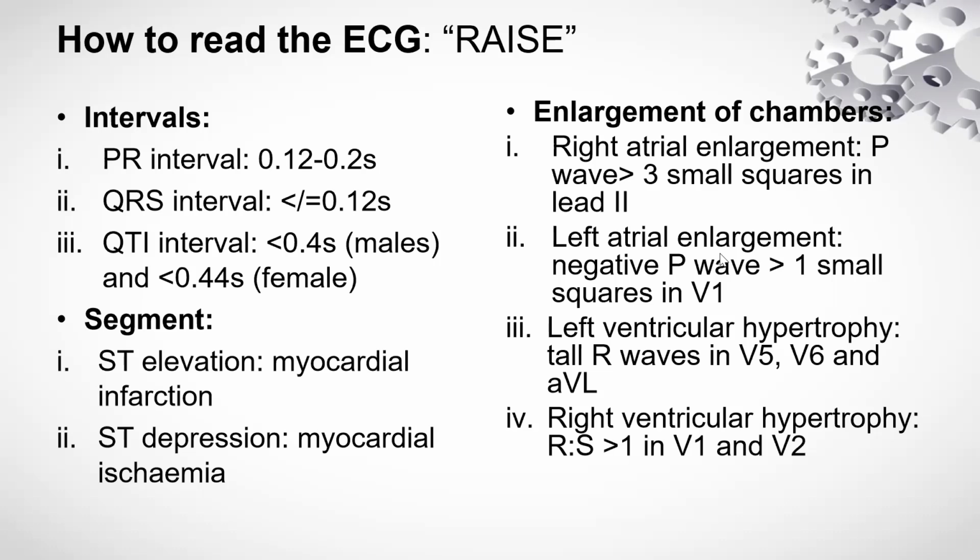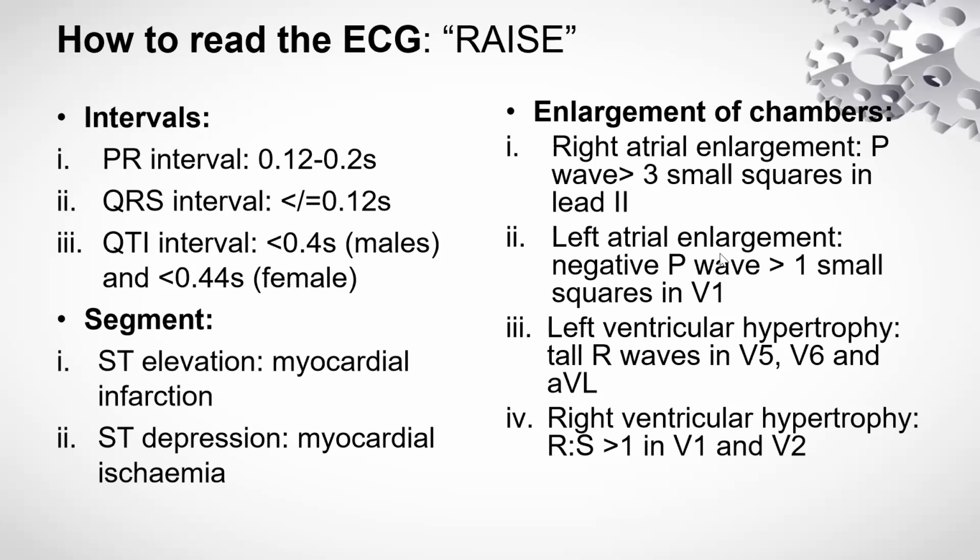And the last thing you're going to look at in reading the ECG is the E. You want to look at the enlargement of the chambers. In right atrial enlargement, you'll see the P wave is greater than 3 small squares in lead 2. Don't forget, lead 2 looks at the heart from the right arm to the left foot. So when the P wave in lead 2 is greater than 3 small squares, that shows you a right atrial enlargement.